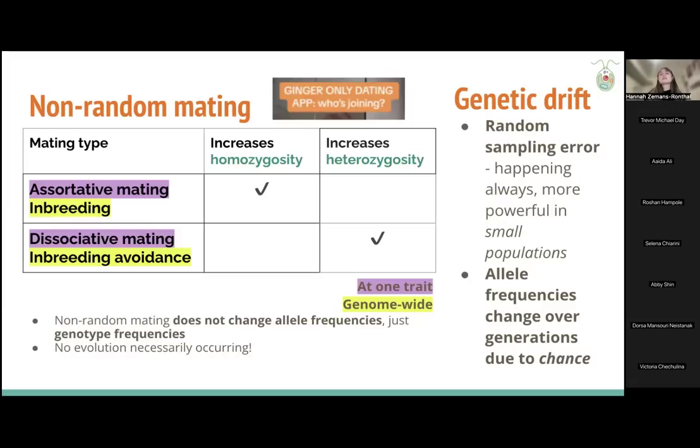So non-random mating does not change allele frequencies, it just changes genotype frequencies, and there is no evolution necessarily occurring because evolution means the changing of allele frequencies. Now, genetic drift is kind of just an aside. Genetic drift is random sampling error, so it is always happening in a population. I know that often we're taught about it as a bottleneck or the founder effect. And those are really good examples of genetic drift, but I want to emphasize that this is something that's always happening in the population. And pretty much it just causes allele frequencies to change over generations due to chance.